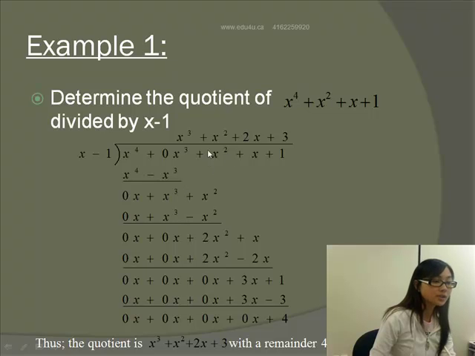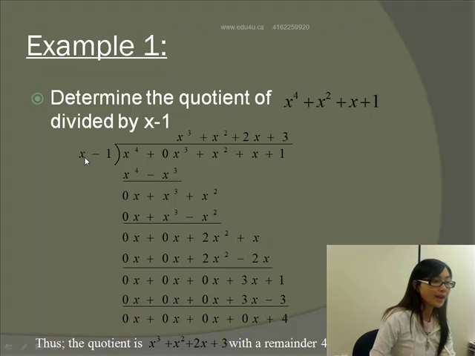And then we bring the x squared down. That would be x cubed plus x squared. Then we take x squared times x minus 1. That will give us x cubed minus x squared. We use the first expression minus the second expression. That will give us an answer of 2x squared. Then we bring this x down. That will give us 2x squared plus x.